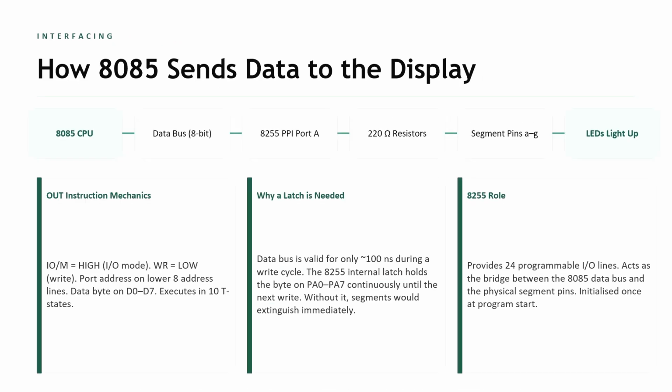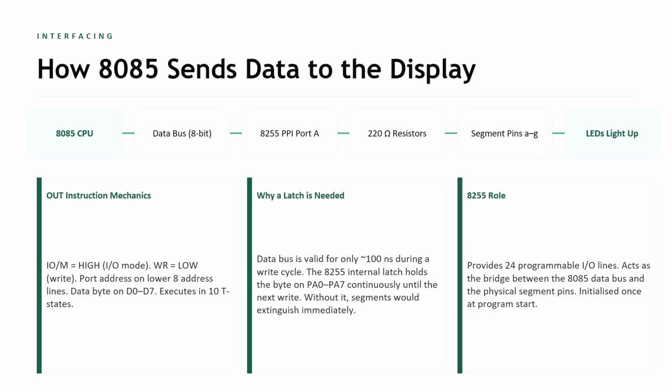This slide shows the complete path of data from the 8085 CPU to the LED segments on the display. The 8085 executes an OUT instruction. This puts the segment code on the 8-bit data bus. The 8255 PPI receives the byte on port A. The byte then passes through the 220 ohm current limiting resistors, one per segment, and reaches the physical segment pins A through G. The LEDs light up.